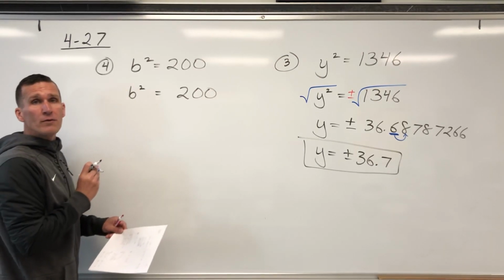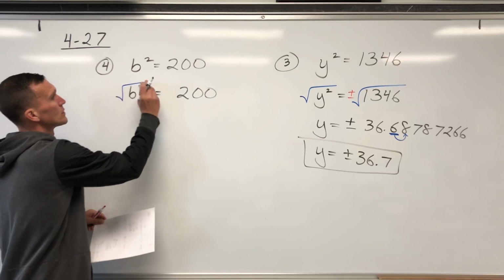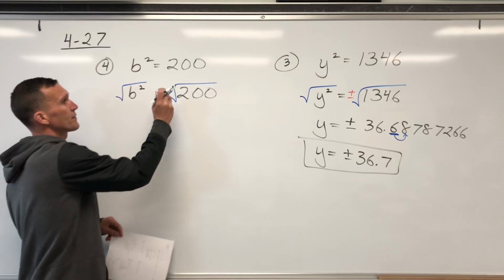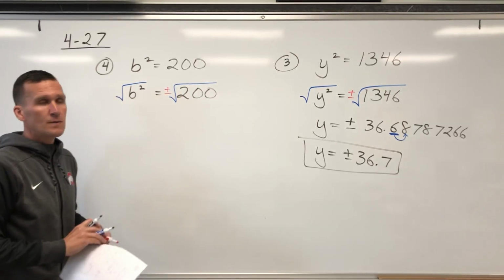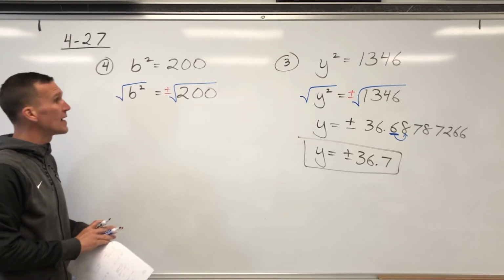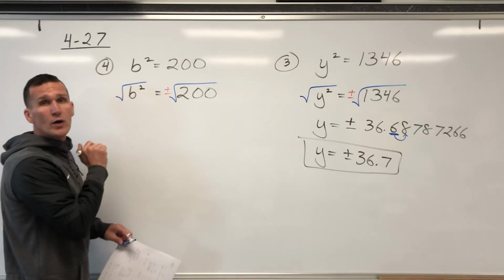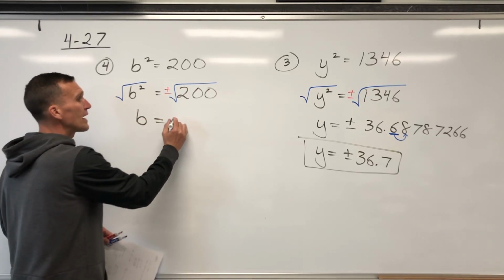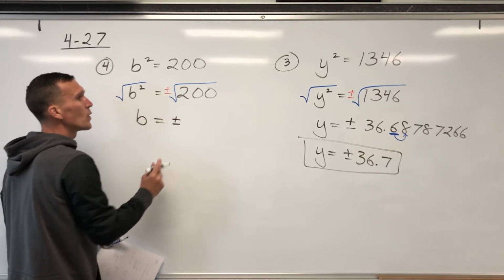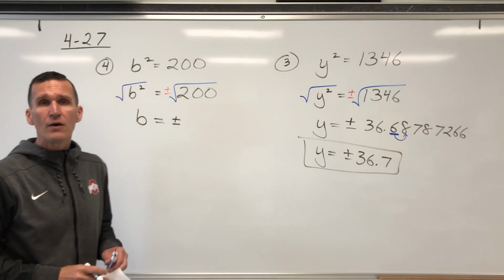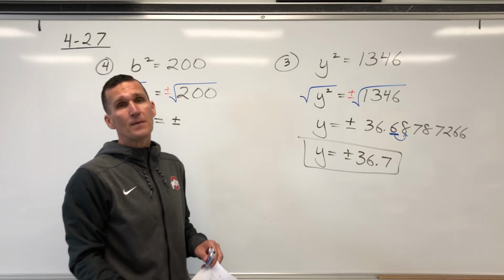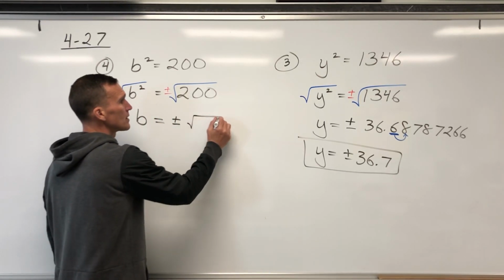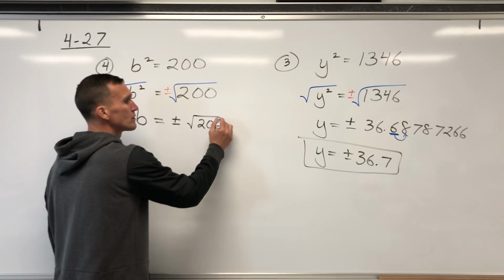The opposite of a power of 2 or squared is square root. So I square root both sides. Now on the right side, I cannot forget plus or minus. All right, what happens on the left side? The square root and the squared are opposite, so they cancel, so I only have the letter b. And then I have plus or minus. Well, when I do the square root of 200 in a calculator, I get a decimal. Now, I don't want a decimal answer. So right now, I actually just keep it plus or minus the square root of 200.